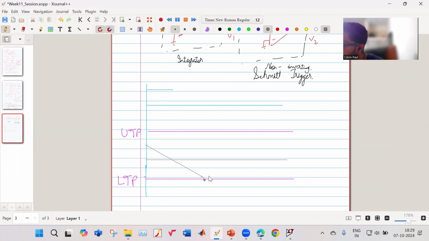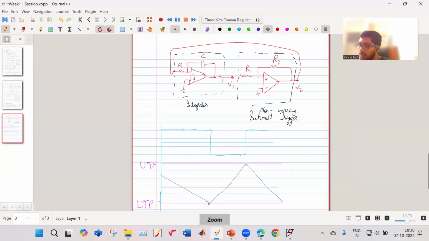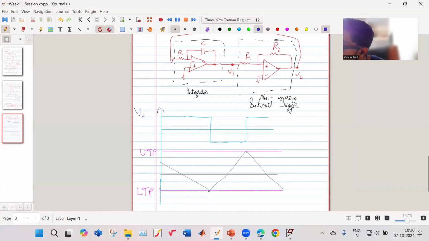Then what will happen to your Schmitt trigger? It will get triggered. So from this positive value, it will go to the negative value and remain like this. Then what will happen to your integrator? It will increase and reach this value. At that time, once it reaches the upper trigger point, the Schmitt trigger will go positive. Then the integrator will start reducing. So this is your V2, this is your V1. Right? Any doubts?